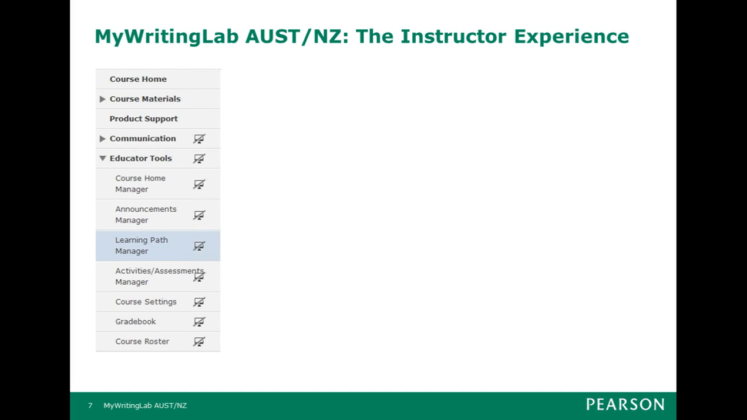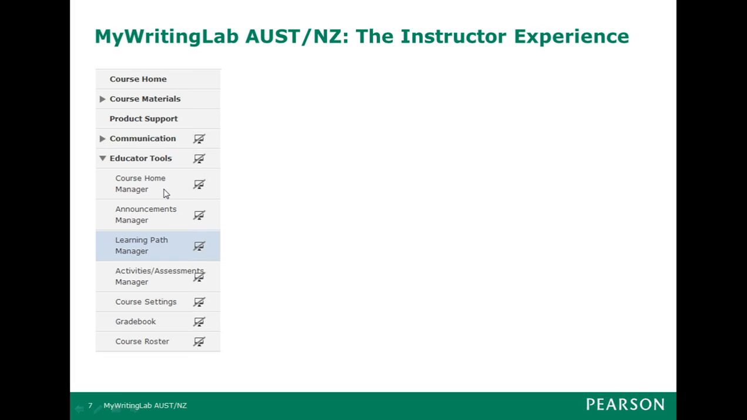Then when you get into the system, you're greeted by this menu on the side. Now, students get the same menu, except they do not see anything with this little icon here. That's for instructor eyes only. Students can get their course home and their course materials and support for the product as well. So they have a much more limited view.